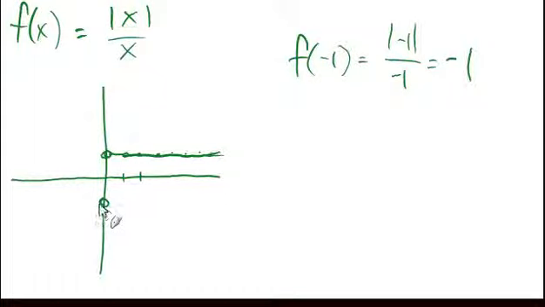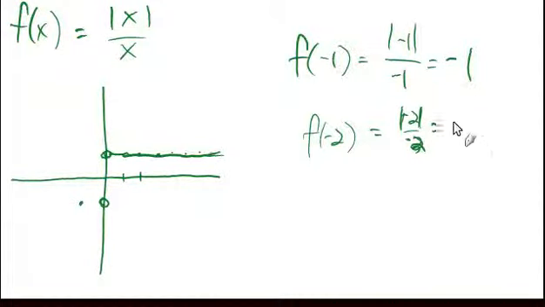It's not defined at 0 again. We're at negative 1. And f of negative 2 is the absolute value of negative 2 over negative 2. So the absolute value of negative 2 is 2. 2 divided by negative 2 is negative 1. So you can see we're going to keep getting negative 1.